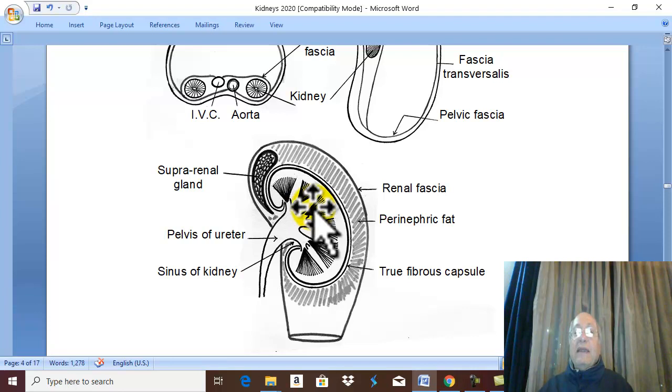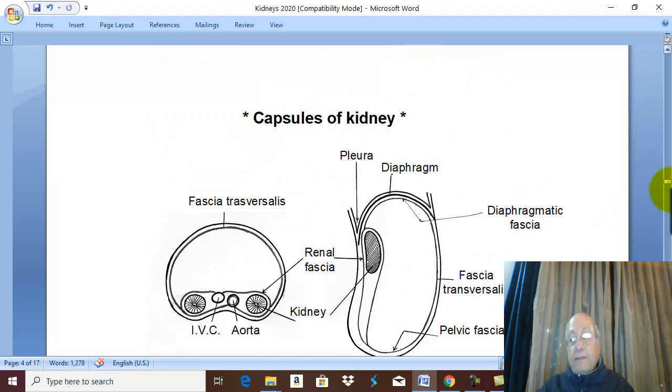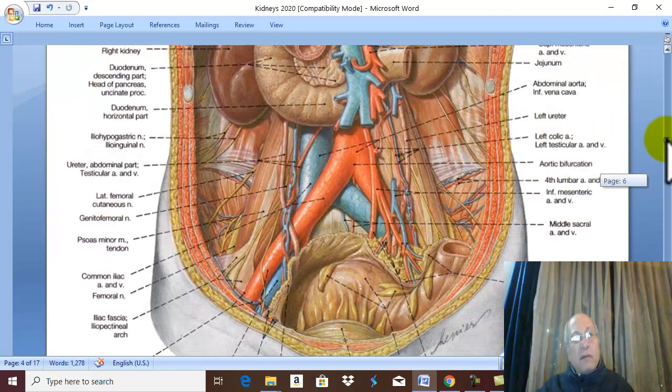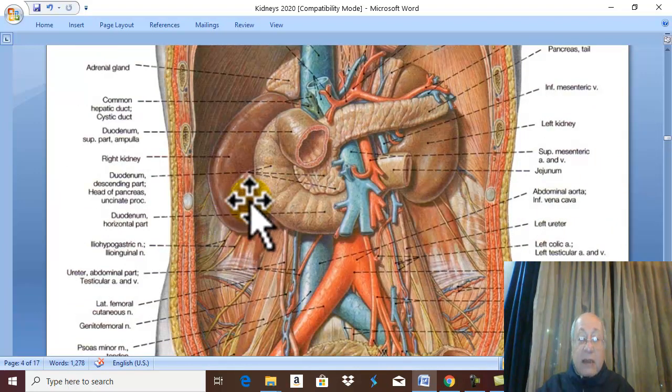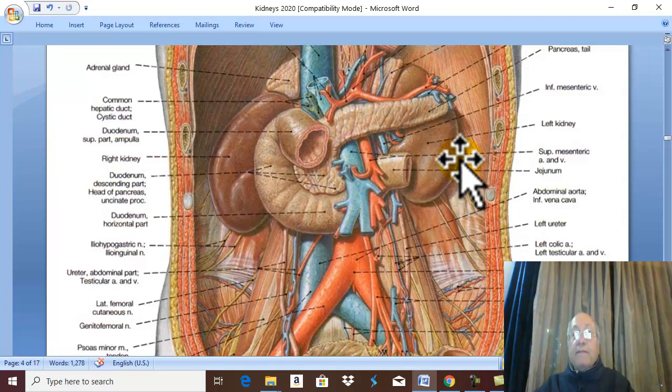Never, the normal kidney cannot be felt clinically. If you try to feel a kidney, the normal kidney cannot be felt, except the lower pole of the right kidney. Why? We said before that the right kidney is lower than the left kidney, and the lower pole of the right kidney can be felt normally, but never the left kidney. The left kidney is only felt if enlarged pathologically.